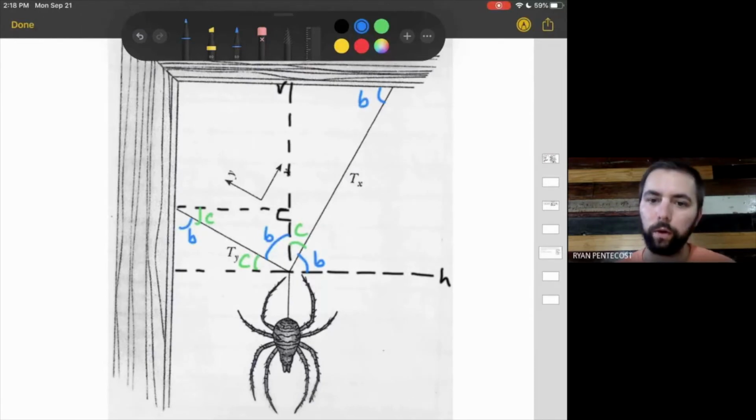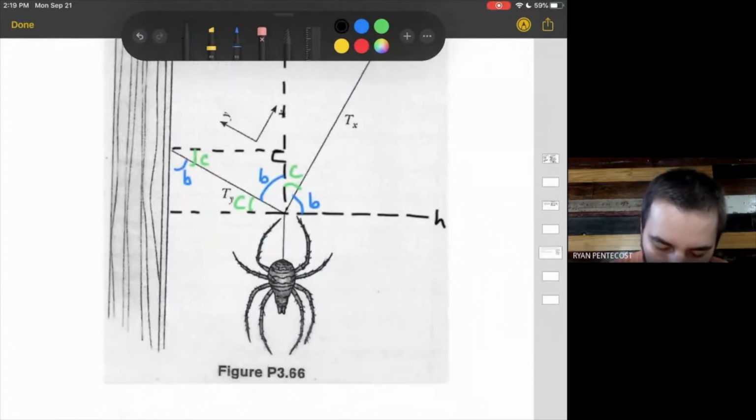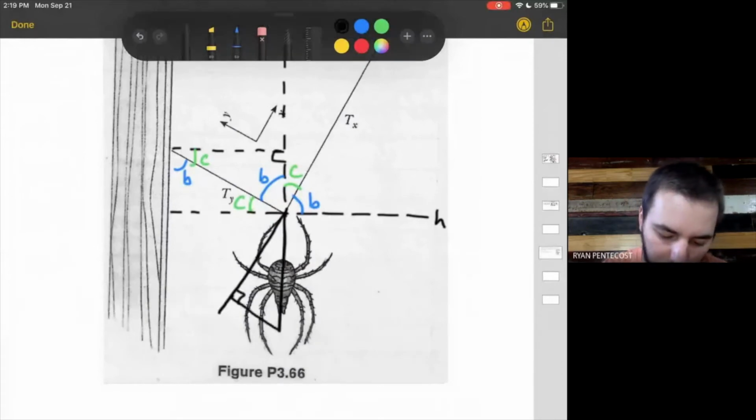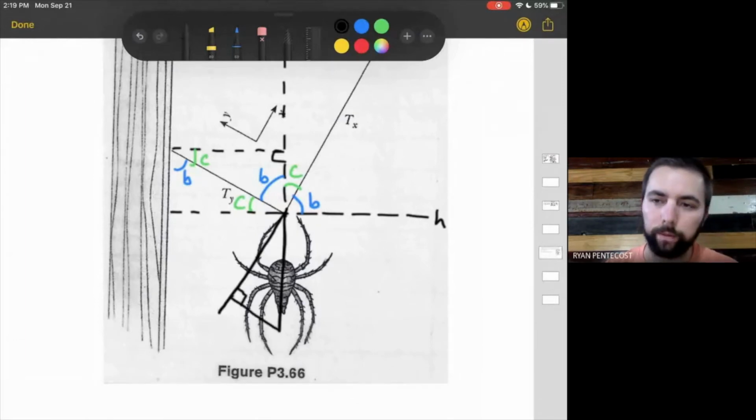Now there's one more thing that we're going to need to do for this. We're going to need to continue Tx, and this could be done by continuing Ty as well. We're going to continue Tx off in this direction so that we can get, let's see, right there. We need this right triangle. That right triangle is going to be important to getting our answer here. So again, if we follow through, this is angle B.